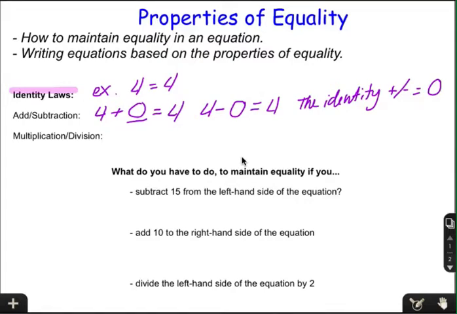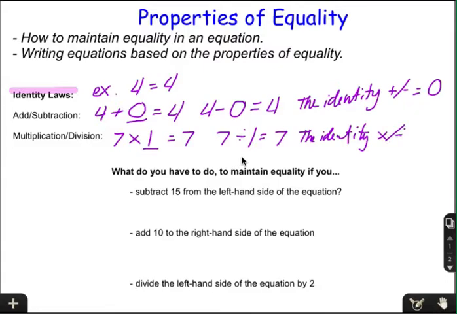Okay? When I look at multiplication and division, it's a little different. Let's use 7. 7 times what number is going to give me 7? Well, 7 times 1 equals 7. Again, let's flip that example and see if it works. 7 divided by 1, well, that also equals 7. So the identity for multiplication and division is equal to the number 1. That's the number I would use in order to maintain identity in a multiplication or a division problem.